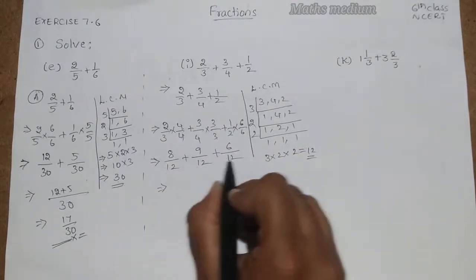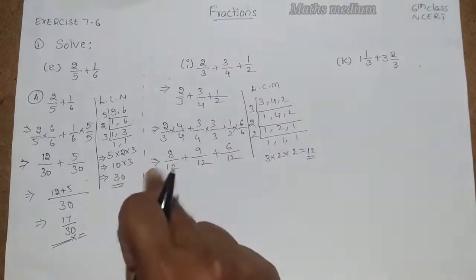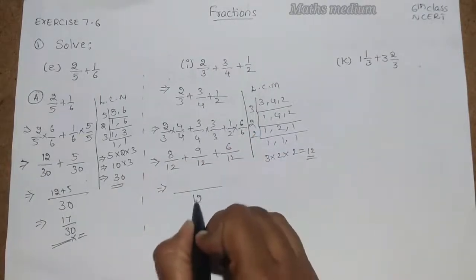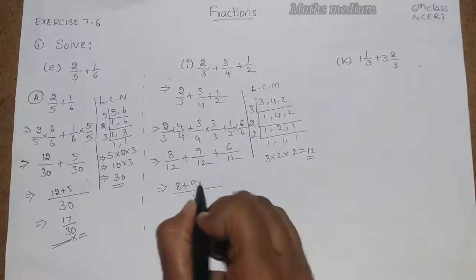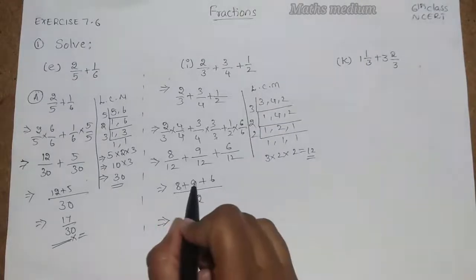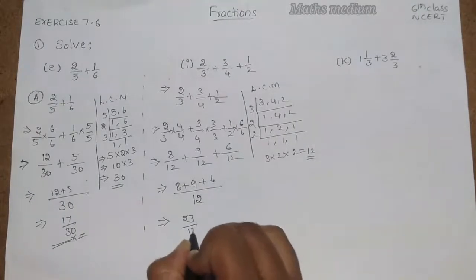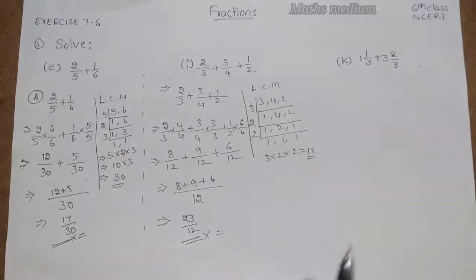So all these denominators are 12. These 3 are like fractions. So take denominator 12: 8 plus 9 plus 6. 8 plus 9 is equal to 17. 17 plus 6 equal to 23 by 12. This is the answer for this question.